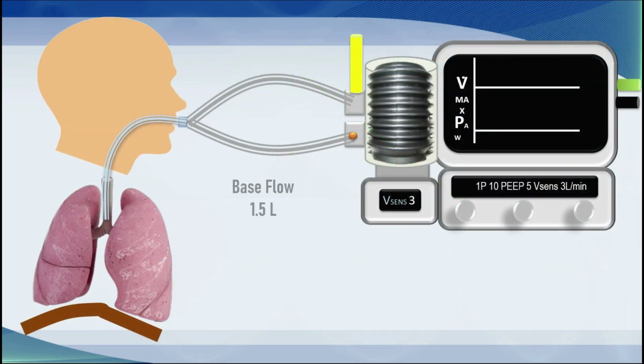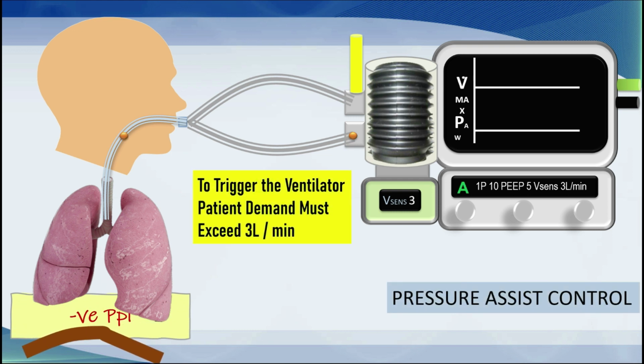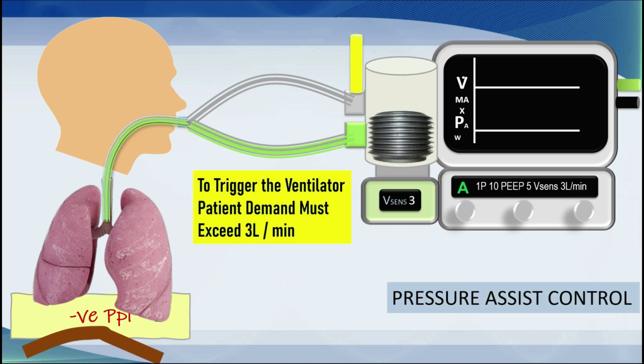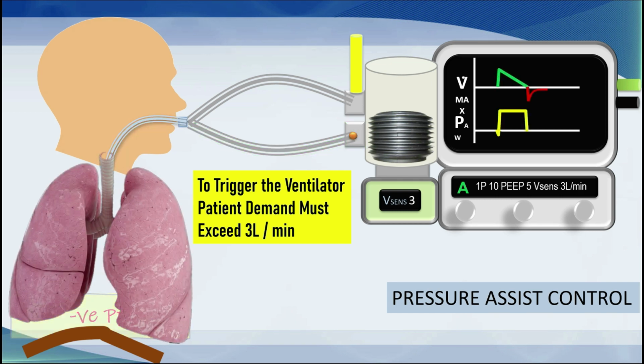Just to illustrate here, so the base flow is 1.5 liters per minute. The V-sense is 3 liters. So that's a total of 4.5 liters. To trigger the ventilator, the patient demand must exceed 3 liters per minute.